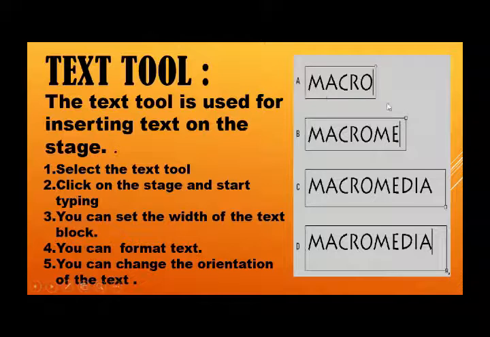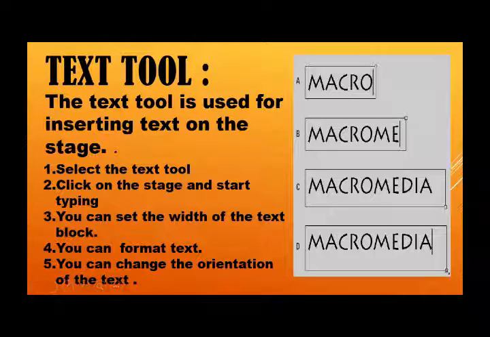This is a picture of a text tool. Whenever you are selecting a text box, that is a text box which is present in your Flash toolbox, so you can select the text box from there. So what you do, first you have to select the text, then click on the stage and start typing.